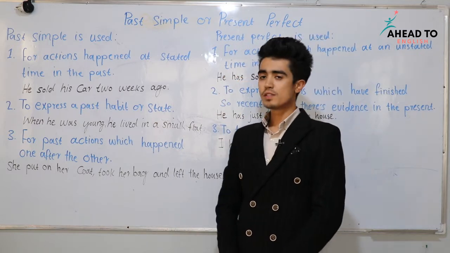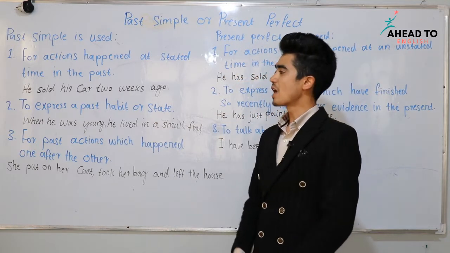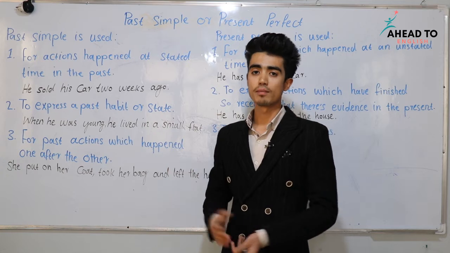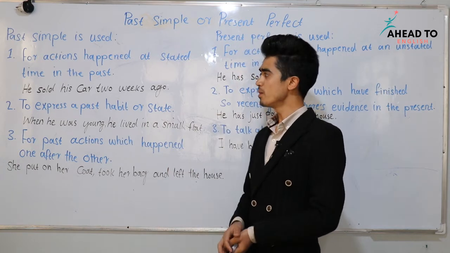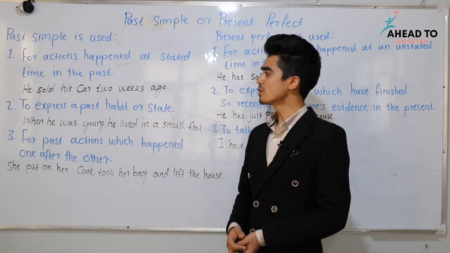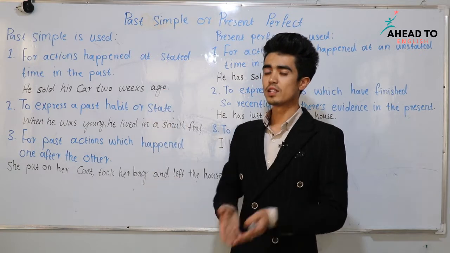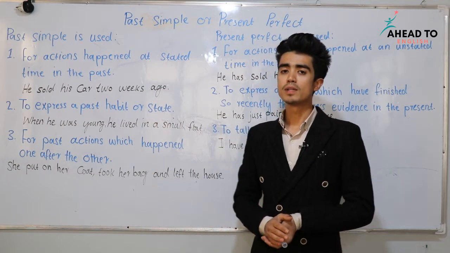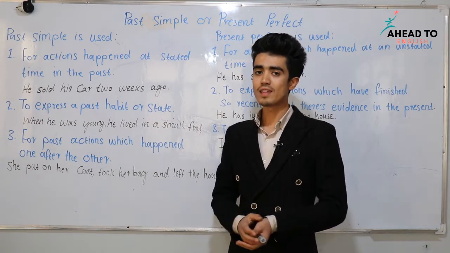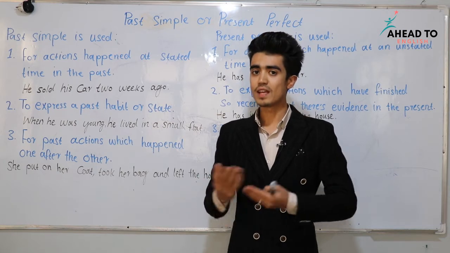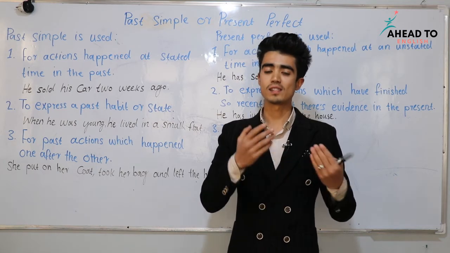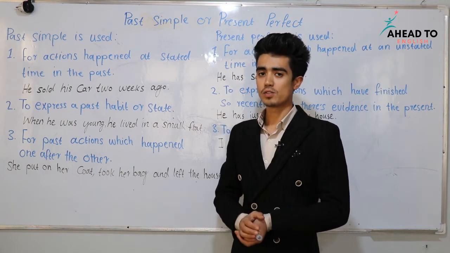We use past simple for actions happened at a stated time in the past. For example, he sold his car 2 weeks ago. When the time is stated, 2 weeks ago. Or I met my friend yesterday. When? Yesterday. The action happened at a stated time in the past.